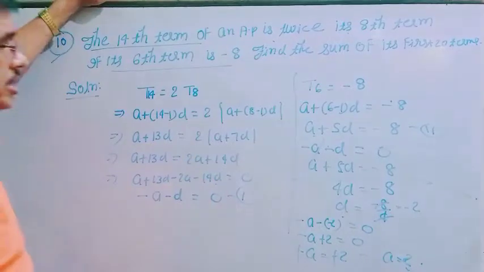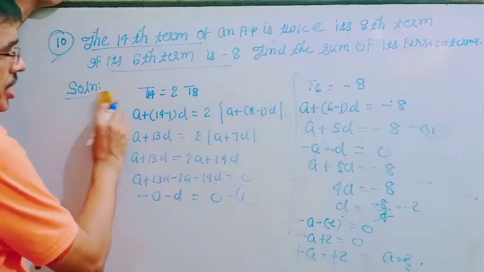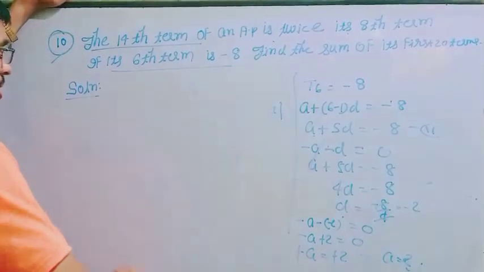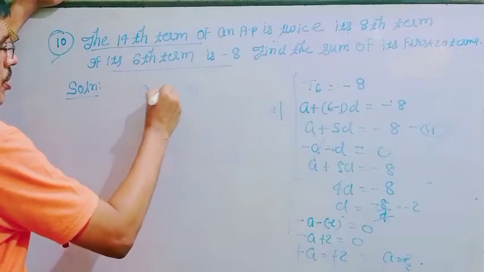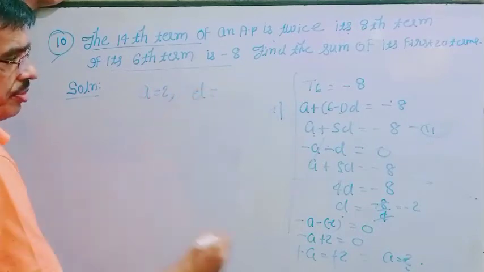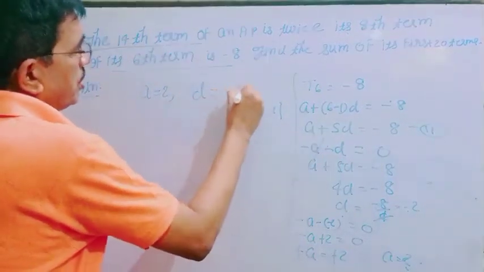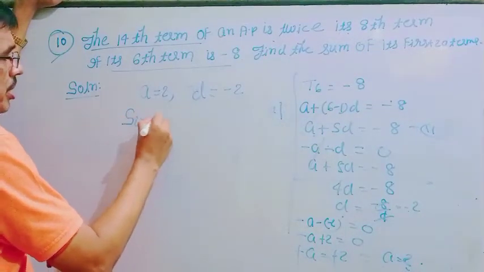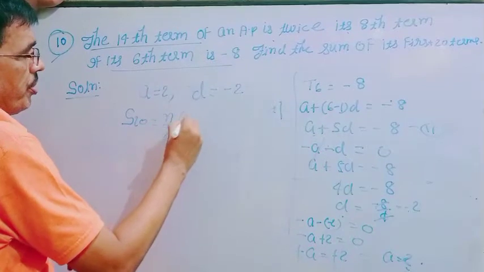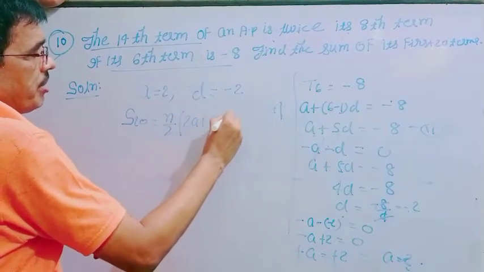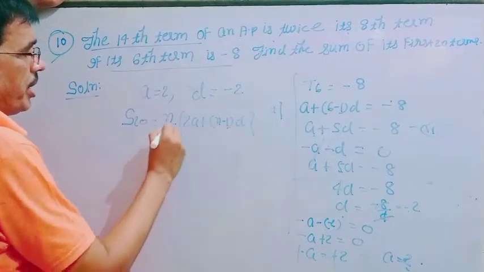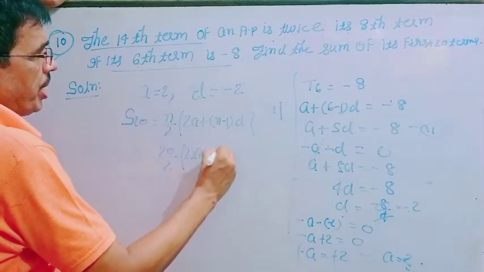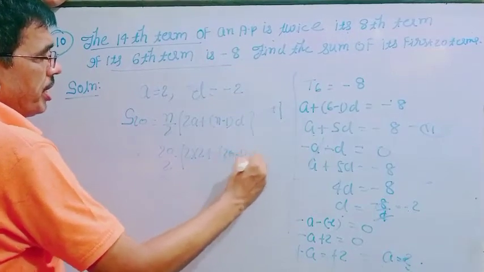That means A is equal to 2 and D is equal to minus 2. So now write A is equal to 2 and D is equal to minus 2. Now your question: find the sum of 20 terms. Then S20 is n by 2, 2A plus n minus 1 into D. Here n is 20, so 20 by 2, 2 into 2 plus 20 minus 1 into D.